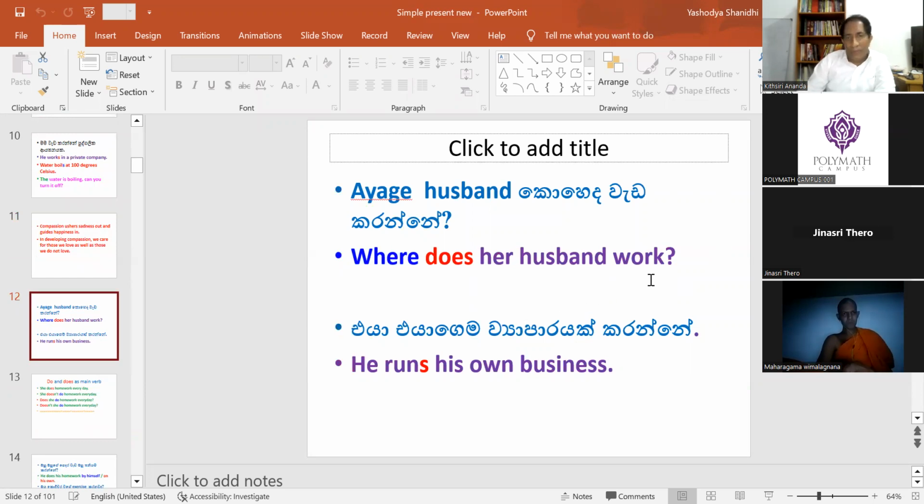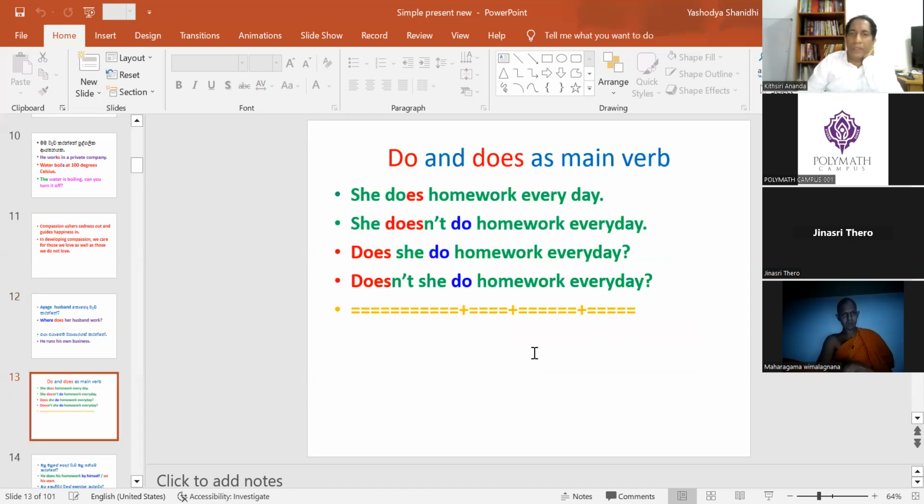Where does her husband work? He runs his own business. Simple present tense. You know that most of the time when it comes to simple present, we use either do or does as helping verbs. But sometimes those two verbs can be the main verb. She does homework every day. When you look at that example, you can see does is not a helping verb there.